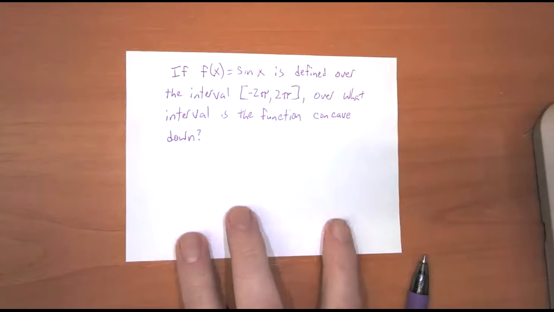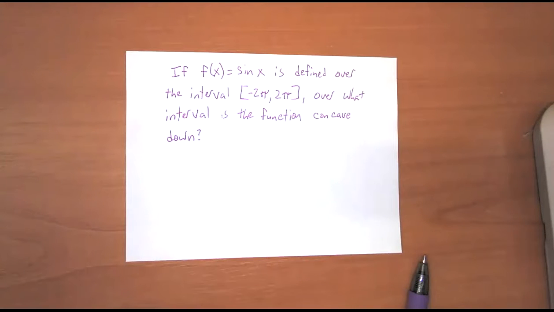Let's take a look at another problem where we're going to be determining intervals over which a function is increasing, decreasing, concave up, or concave down. All right, so this problem says if f of x equals sine of x is defined over the interval from negative 2 pi to 2 pi, over what interval is the function concave down?